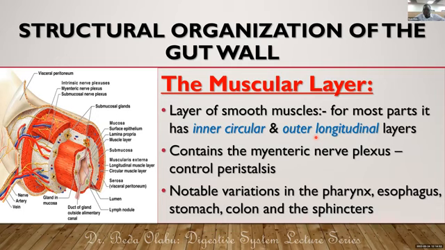Those tapes of the colon are rightfully called the tinea coli. So tinea coli are bands of outer longitudinal layer of muscles found within the colon. Right, that is enough concerning the muscular layer organization of the GIT wall.